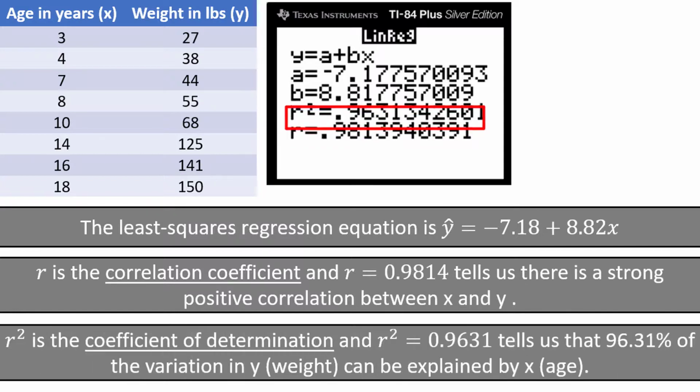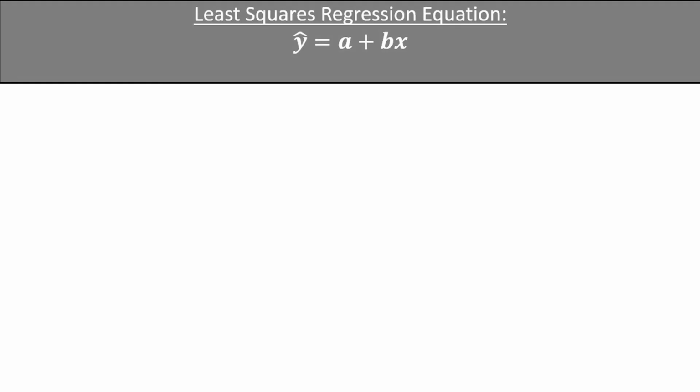If you square this number, you get 0.9631, which is also given in the output. This is a number we call the coefficient of determination, and tells us that 96.31% of the variation in y is explained by x, or in this case, that 96.31% of the variation in weight can be explained by age. If you are ever asked to interpret r squared in the context of a regression problem, this is how you should word your response. Recall that the equation of the least squares line is y hat equals a plus bx.